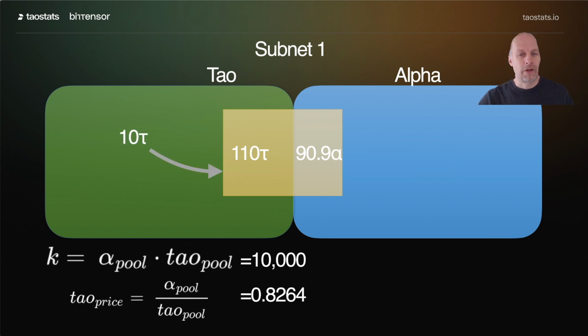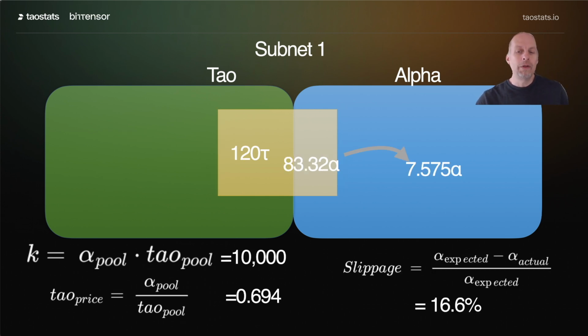Now, if another person comes in, we're at 120, and they're only going to get 7.57 alpha out, which leads to a slippage of about 6.6%. You can also see that in the diagram I'm sliding the liquidity pool a little more to the tau side, and that makes sense. There's more tau in the liquidity pool than there is alpha.